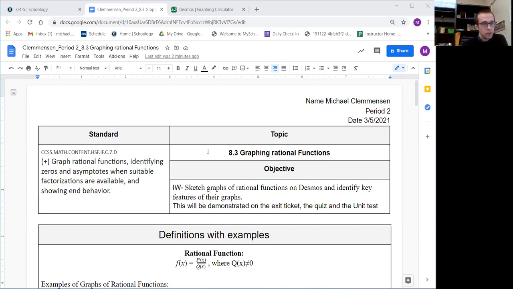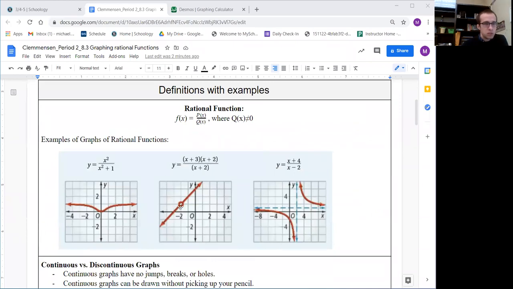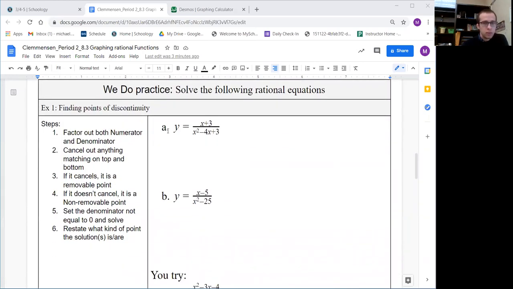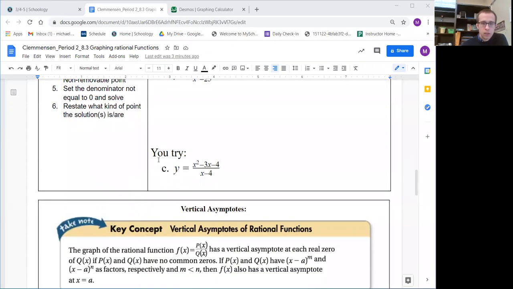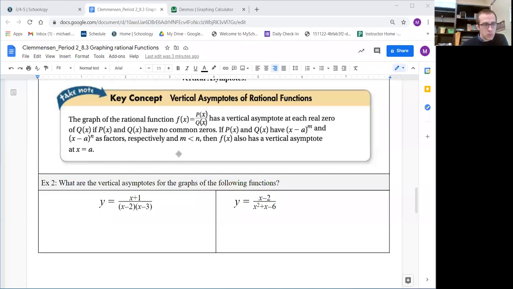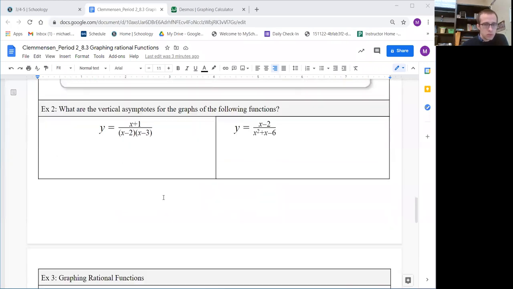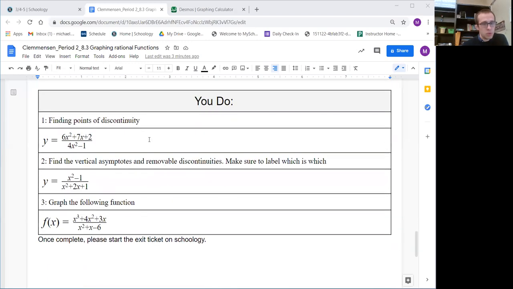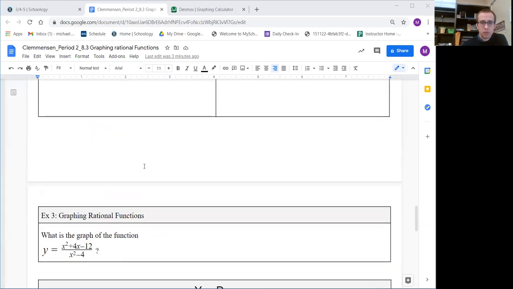All right, so let's do a little bit of an overview. First, I'm going to go over some definitions and some examples, what that kind of means for our problems, and some more definition work, all that good stuff. Then we'll go into a couple problems where we'll find out how to find the points of discontinuity, which is one of our vocab words. And then we'll go into how to find vertical asymptotes, which is another one of our vocab words. Then lastly, we'll talk about actually graphing those and seeing where that happens in our graph. Then you have a couple of you-do problems at the bottom and an exit ticket at the end. That's kind of the overall plan for today.